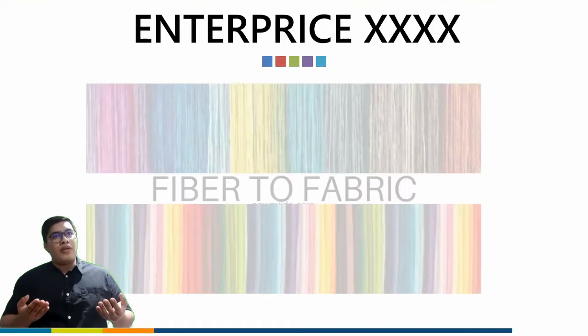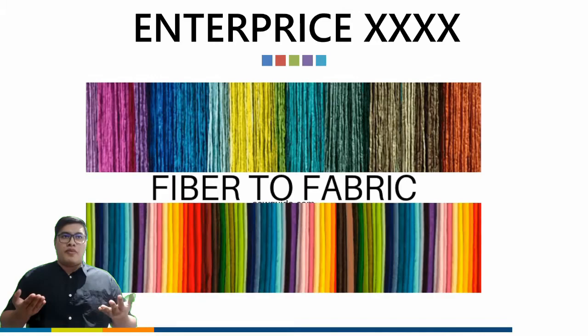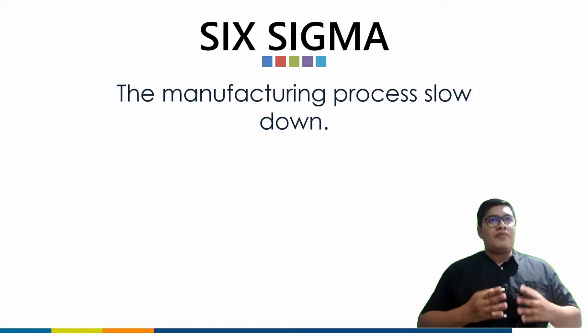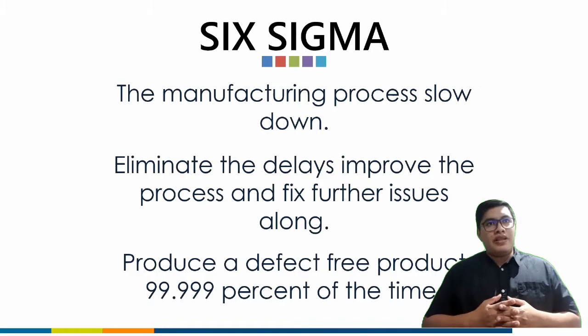Telus El Salvador, a young fabric manufacturing company that spends too much time in the sampling process, that is the process to make sample to a customer before manufacturing all the order, applies Six Sigma to solve these problems and other problems. Six Sigma gives the tools and the techniques to determine what's making the manufacturing process slow down. How can we eliminate the delays, improve the process and fix future issues alone? Thanks to Six Sigma, you can produce defect-free products 99% of the time.